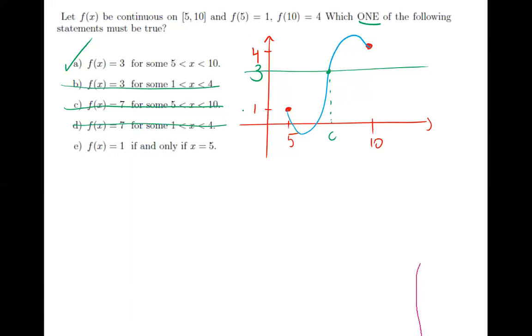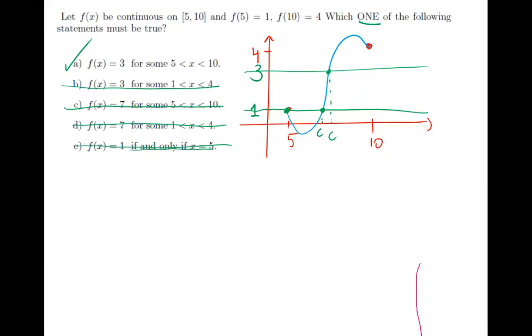I can also draw a horizontal line 1, even if 1 is my beginning. And we can see we do have value at 5, but we also have value at other values of C. Okay, that means it's not if and only if at 5. That's also false. That means it is, yeah, it's a nice question. It's testing the intermediate value theorem, but only the first statement is correct.